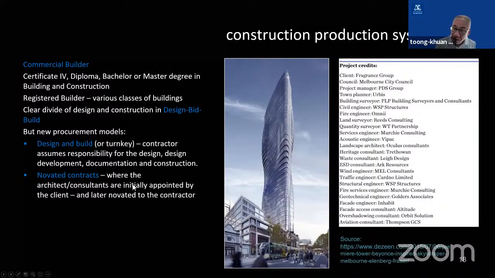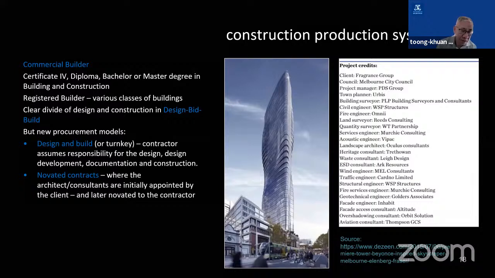Now, in Australia we have what we call a novated contract, which is a very funny way of construction, where the architect is initially appointed by the client. So if you want to develop an apartment block, you engage the architect in the first instance. You tell the architect, I want an 80-story building, four apartments per floor. This is how much the land is going to cost. If I build 80 stories, three apartments per floor, this is the amount of money I can sell the apartments for. I should be able to sell the project for this amount of money and earn that amount of profit.